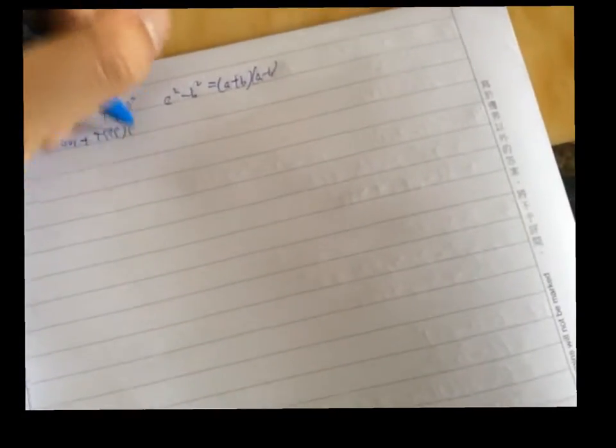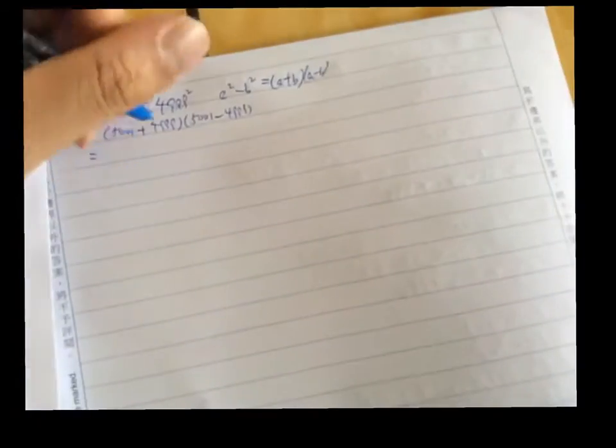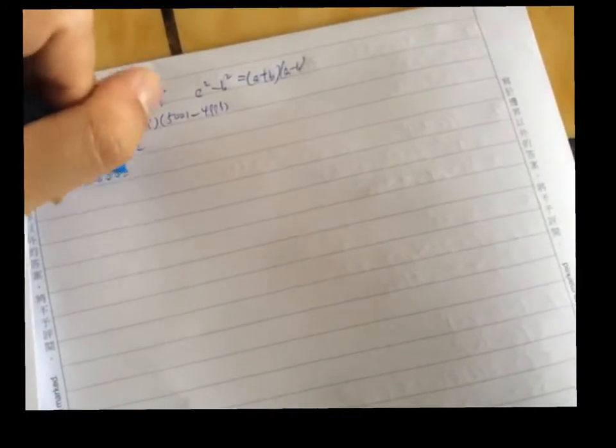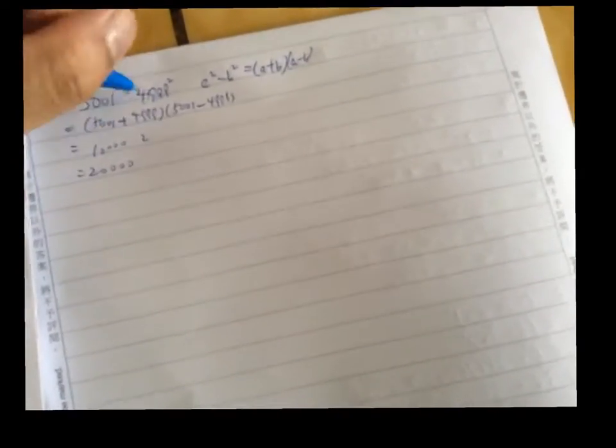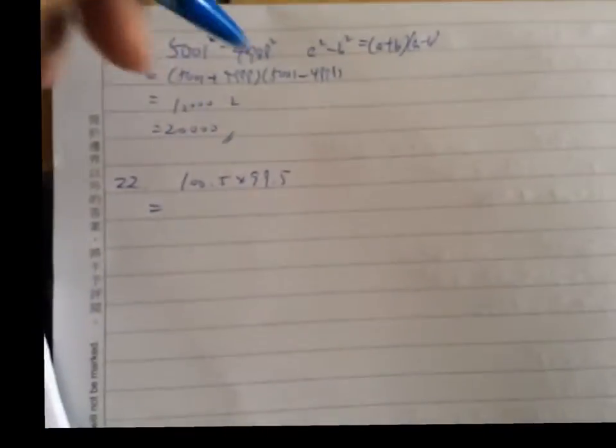Number 21. 5001 squared minus 4999 squared is a squared minus b squared, and it will equal (a plus b) times (a minus b). So it is (5001 plus 4999) times (5001 minus 4999). It will be 10,000 times 2. So it will be 20,000.